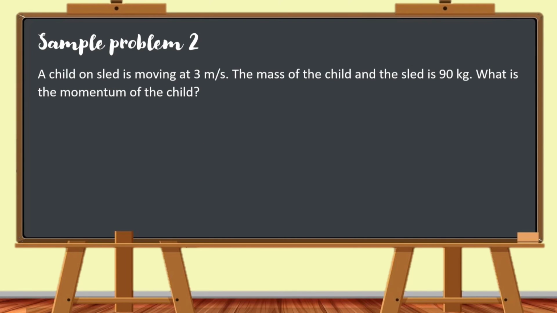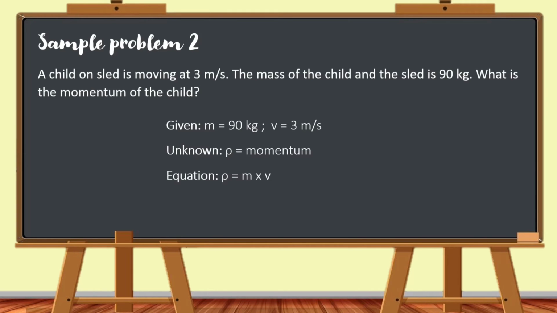A child on a sled is moving at 3 meters per second. The mass of the child and the sled is 90 kilograms. Now, what is the momentum of the child? For the given, the mass is 90 kilograms, the velocity is 3 meters per second, and we're going to look for the momentum. The equation for momentum is mass times velocity. Now, for the solution, 90 kilograms, which is the mass, multiplied by 3 meters per second, which is the velocity. The answer is the momentum of the child is 270 kilogram meters per second.